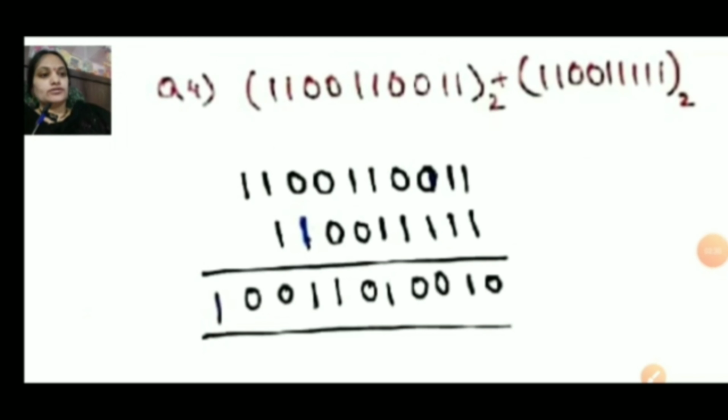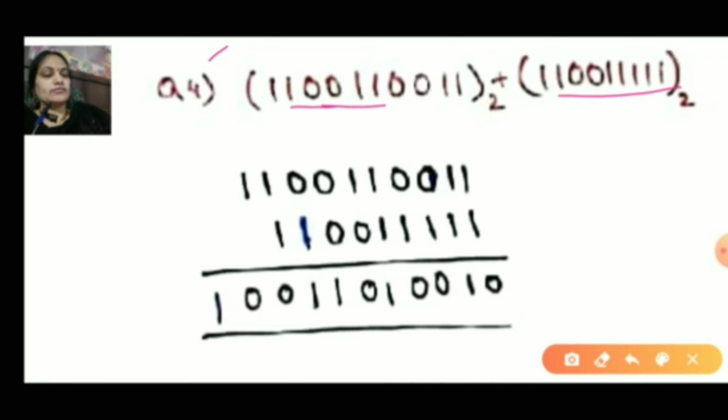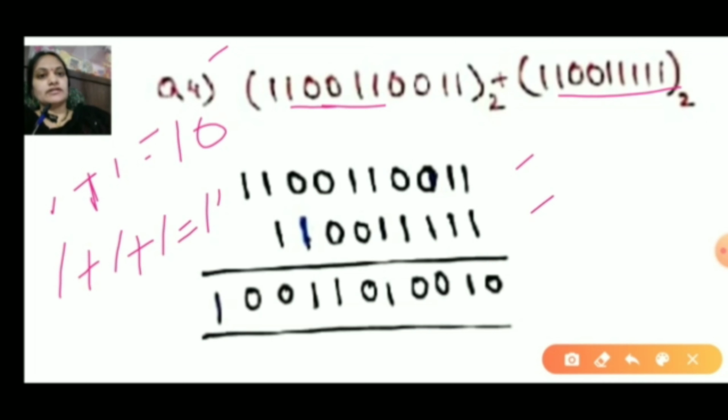Now the question number 4. Here we have to add this number with this number. So write these two numbers like this. Okay. So what are the rules here? That is 1 plus 1 is equals to 1 0, and 1 plus 1 plus 1 is equals to 1 1.